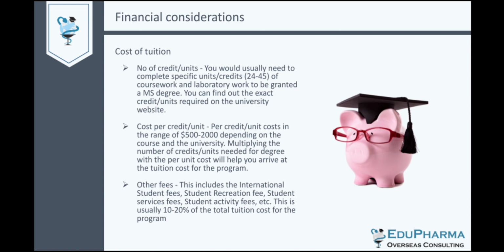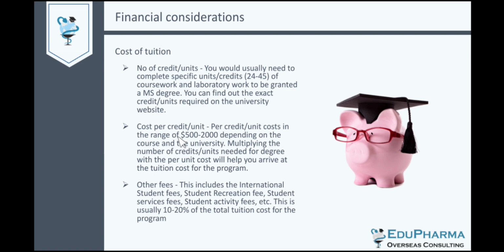Again, this depends on the type of course, the exact things that you are going to study, the university, many different things. So you can find this exact information on the university website, where it will be listed as to how many units are needed to complete a master's degree. You will also get a cost per unit.